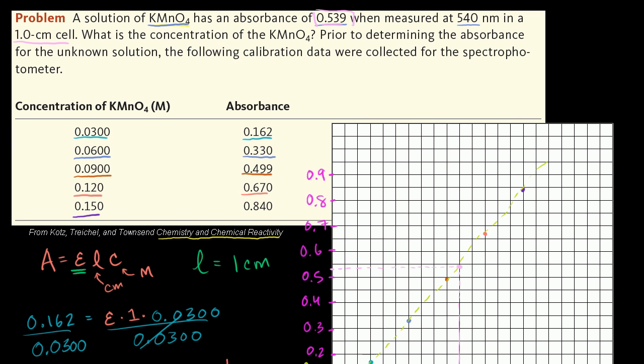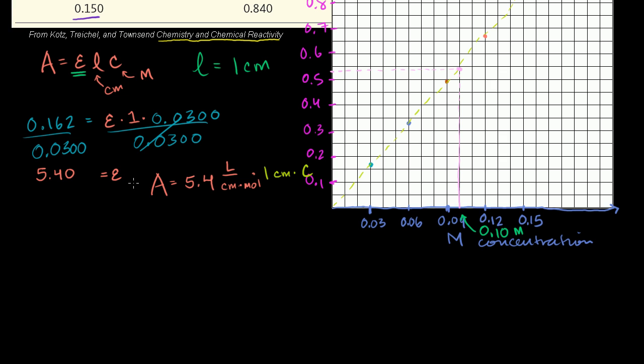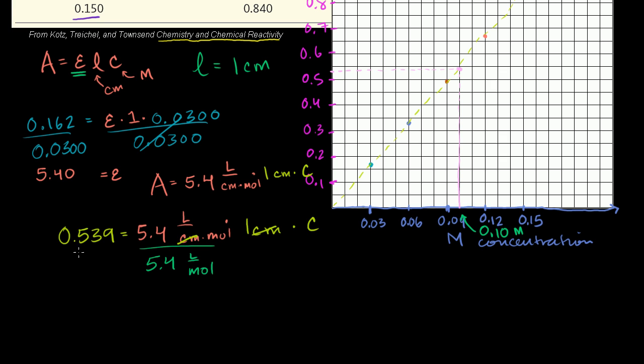Now, in our example, they told us the absorbance was 0.539. That's going to be equal to 5.4 liters per centimeter mole, times 1 centimeter times our concentration. Well, this centimeter cancels out with that centimeter right over there. And then we can just divide both sides by 5.4 liters per mole.